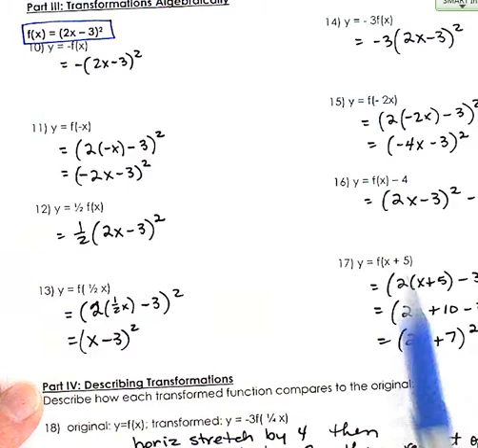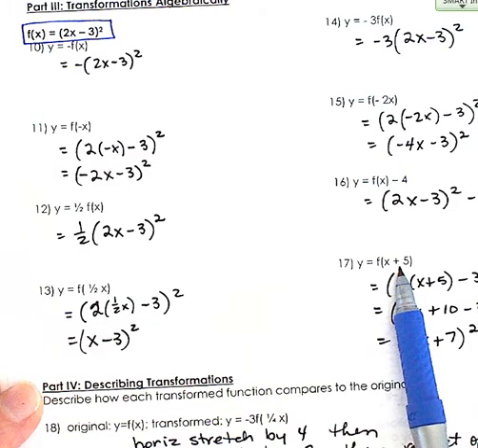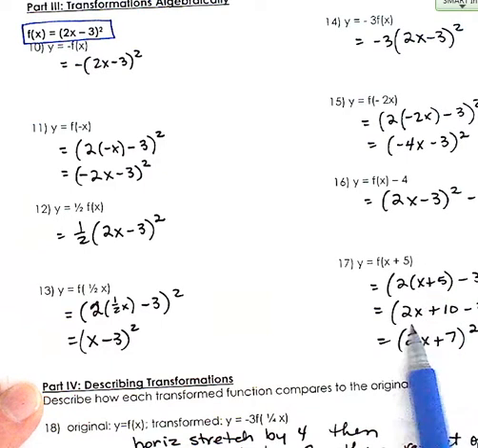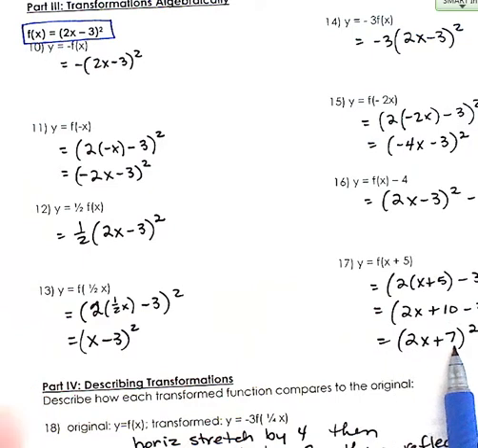And for 17, it's shifting to the left 5. It's on the inside. I'm replacing x with x plus 5. I distribute 2x plus 10, simplifies to 2x plus 7 all squared.